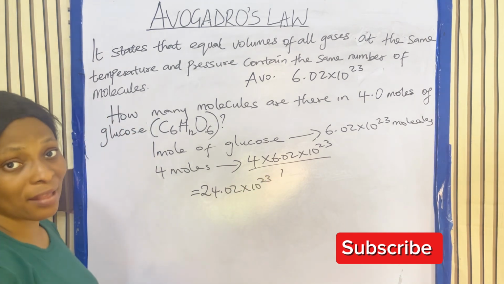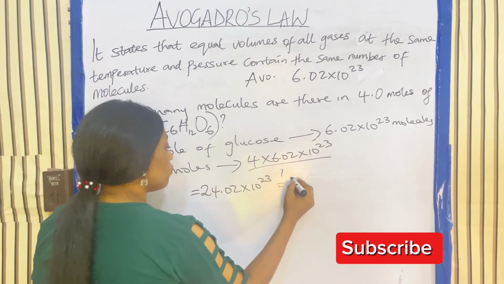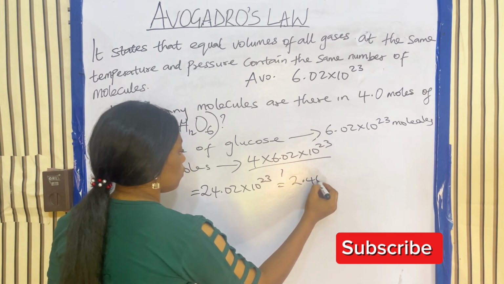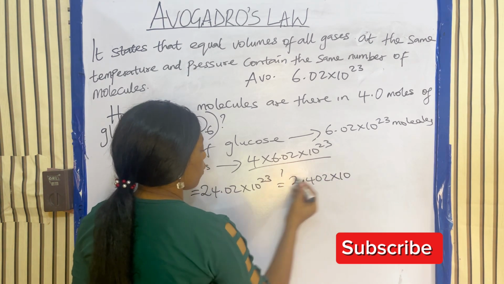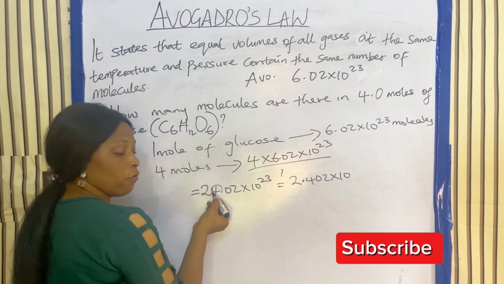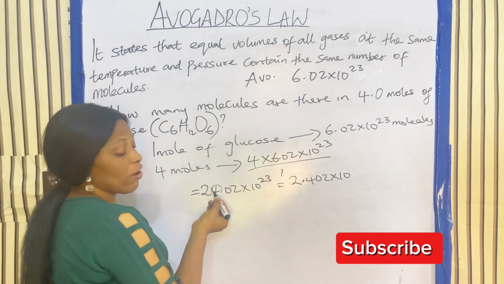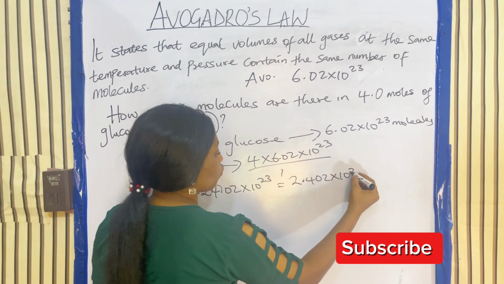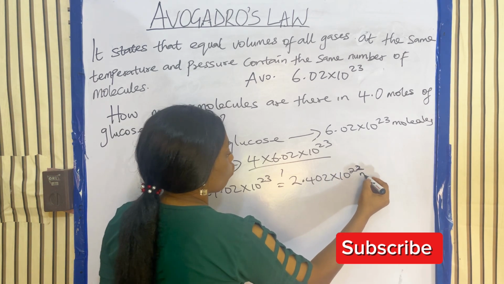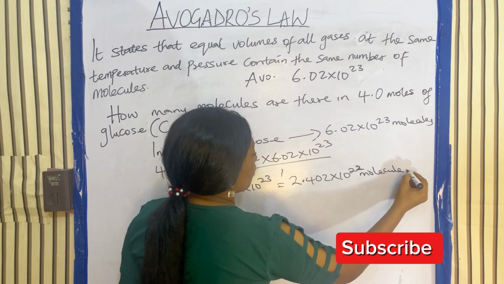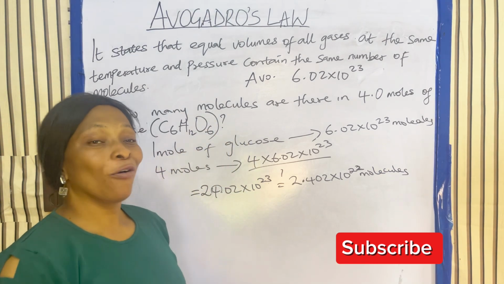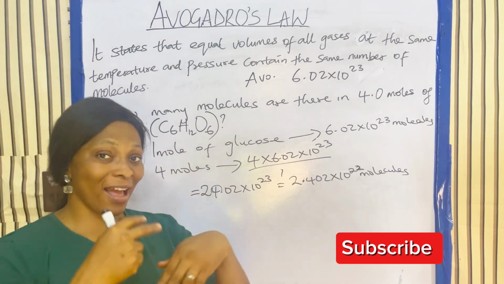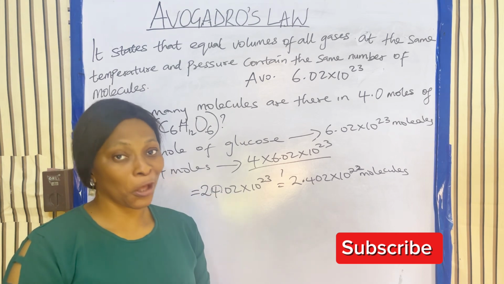Leaving your answer in standard form, it will be 2.402 times 10 raised to power... You're going to subtract 1 since you moved backward. Whenever you move backward, you subtract 1. Times 10 raised to power what? 22 molecules. Answer. Now, Avogadro and Gay-Lussac have a lot of similarities in common.